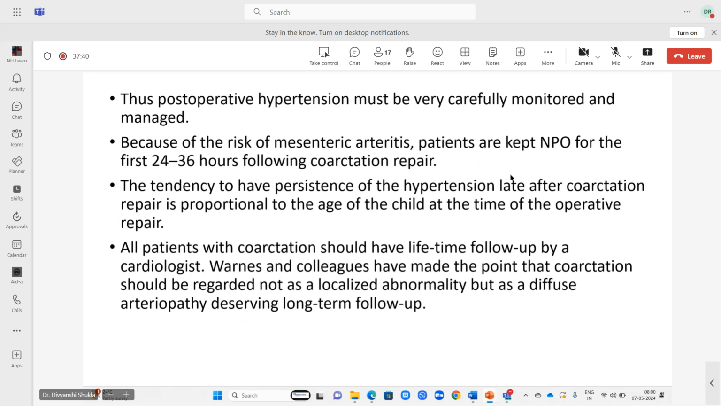This post-op hypertension must be very carefully monitored and managed because of the risk of mesenteric arteritis, and patients are kept NPO for the first 24 to 36 hours following coarctation repair. The tendency to have persistence of the hypertension late after coarctation repair is proportional to the age of the child at the time of the operative repair. All patients of coarctation should have lifetime follow-up by a cardiologist. Warner and colleagues have made the point that coarctation should be regarded not as a localized abnormality, but as a diffuse arteriopathy deserving long-term follow-up.